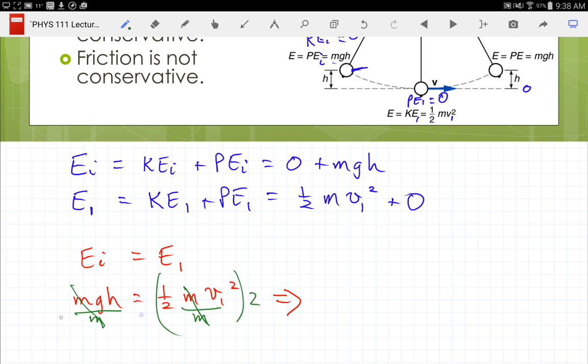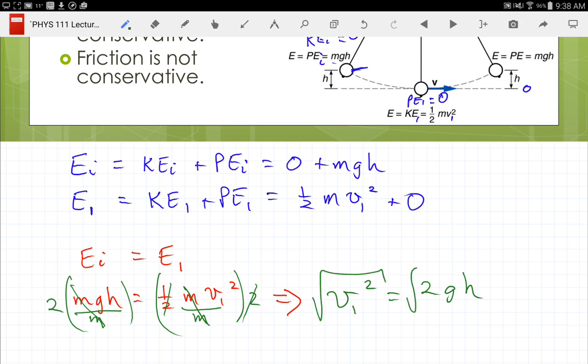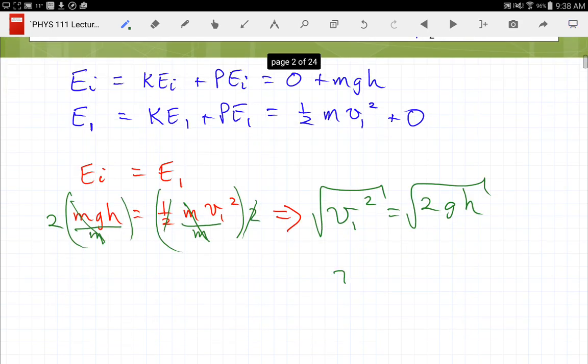The m's cancel out, so you don't have any m anymore. Multiply both sides by 2. So 1/2 times 2 disappears, and I have v1 squared is equal to 2gh. If I square root both sides, then I get v1 is equal to, of course, technically plus or minus, the square root of 2gh. So I find out how fast it's traveling at the bottom based on how high it started.